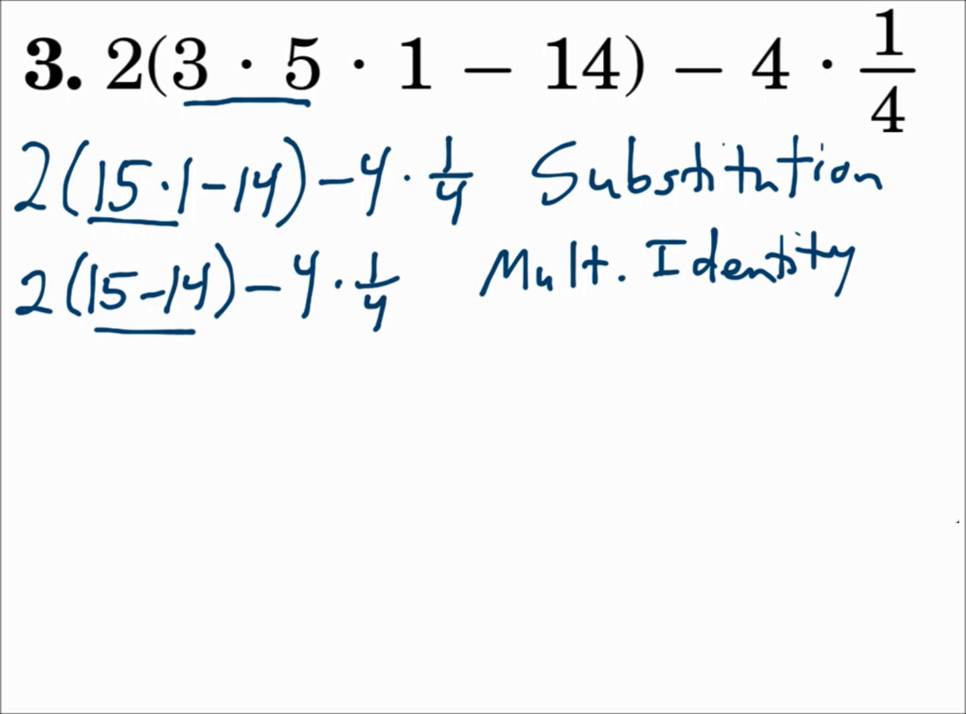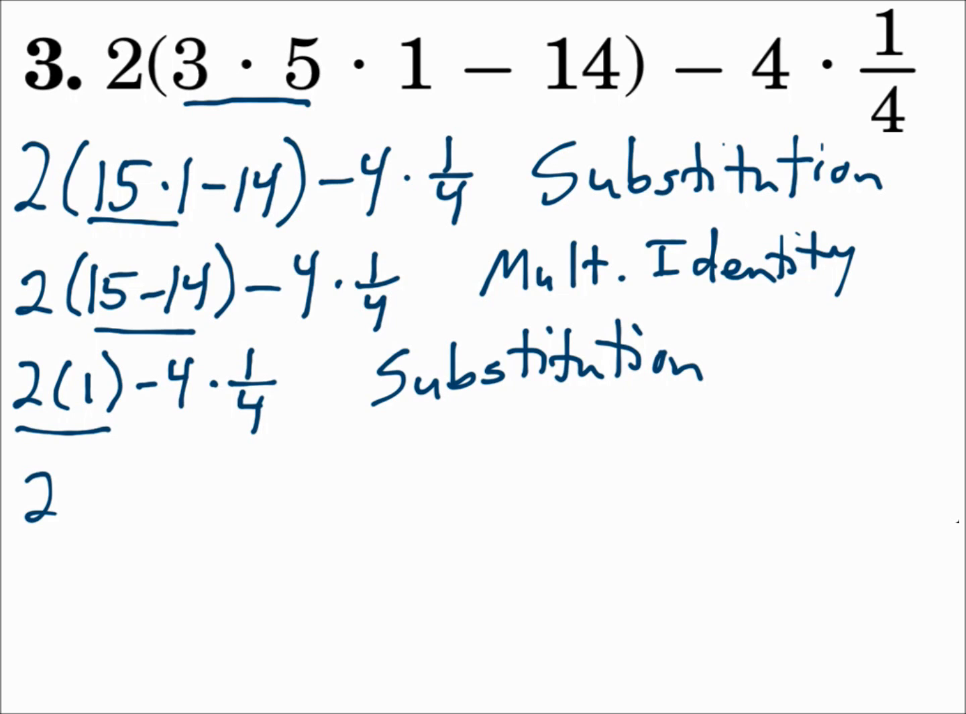Still within the parentheses is 15 minus 14, which is 1, and that will be substitution. 2 times 1 is the next step, which is 2. When you multiply by 1 and get the same thing, that's the multiplicative identity.